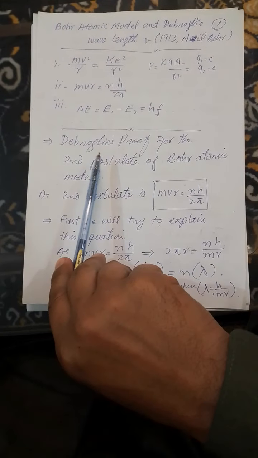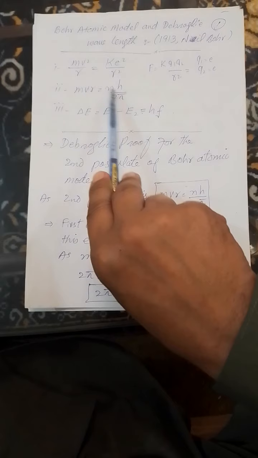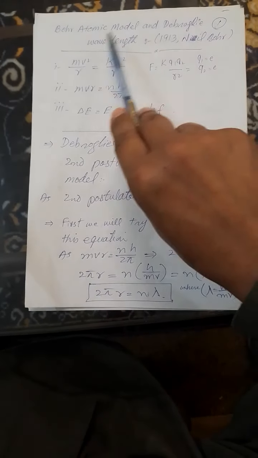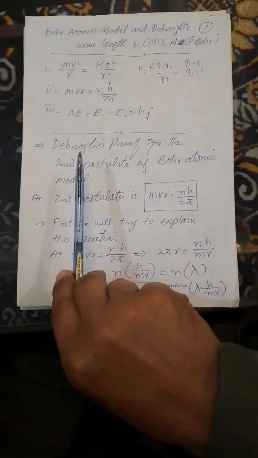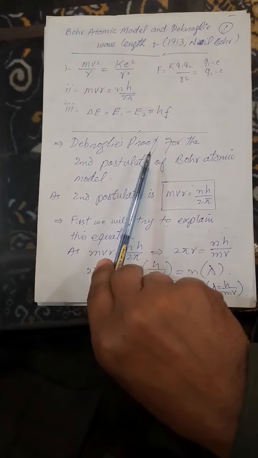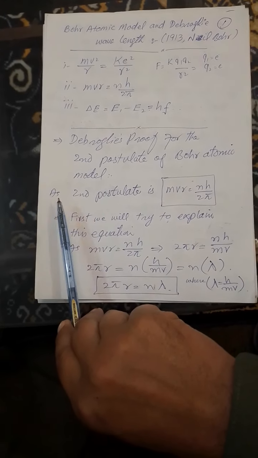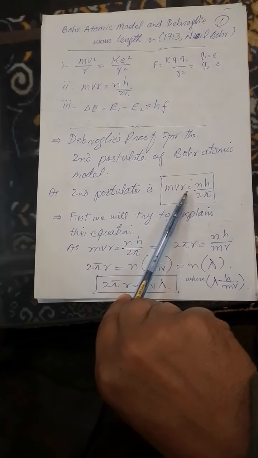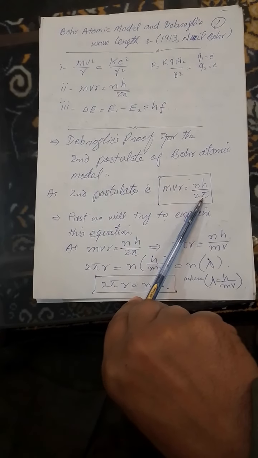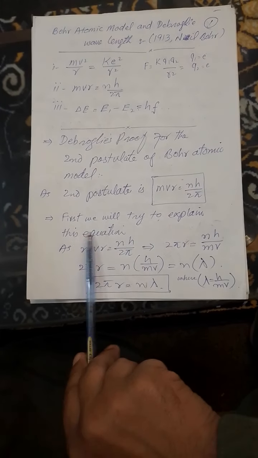So dear students, in this topic, we are going to explain and discuss the second postulate of the Bohr atomic model based on de Broglie's wavelength concept of the electron. De Broglie's proof for the second postulate of the Bohr atomic model. Dear student, as we know the second postulate is given as mvr is equal to nh/2π. So first, we will try to explain this equation.